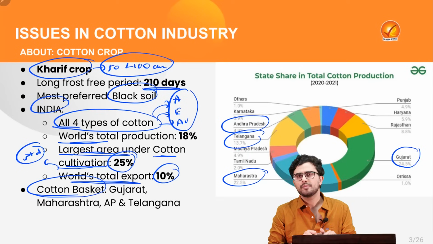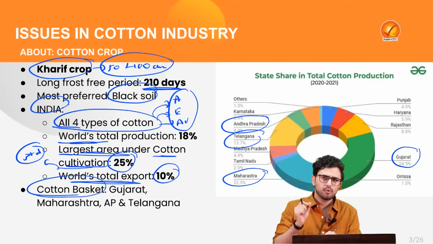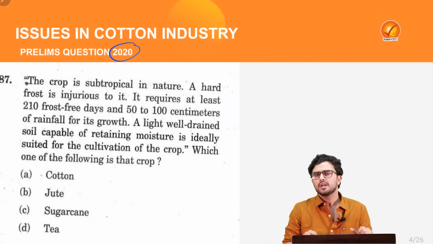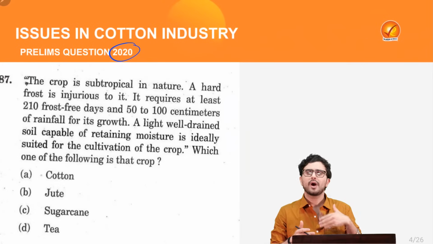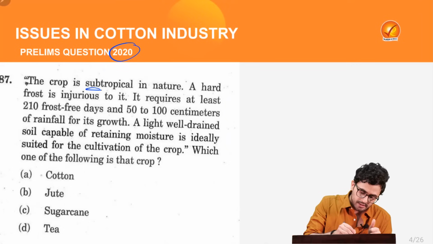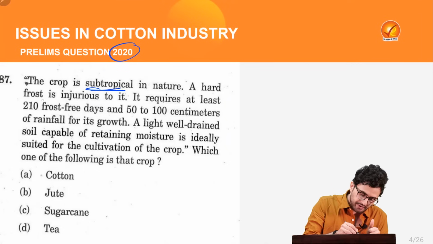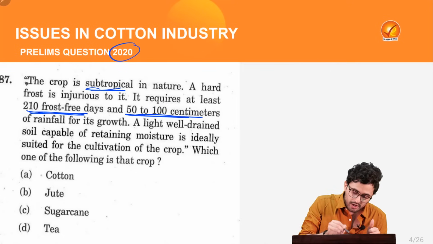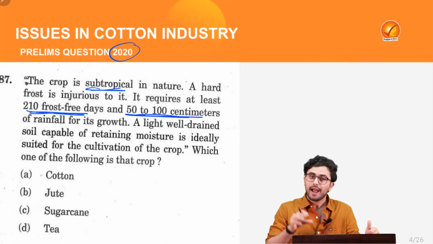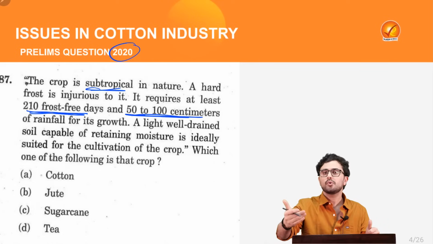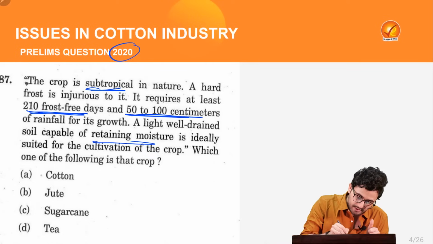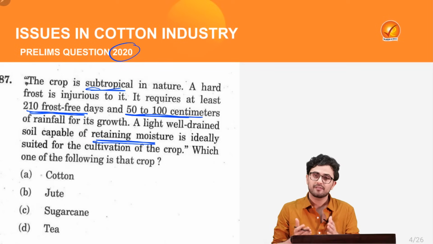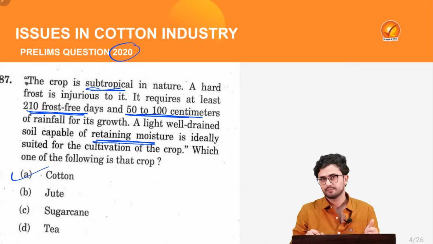With this limited information, let's try to solve a question which appeared in the prelims 2020. The question asks us to identify a crop which is subtropical in nature and requires 210 frost-free days and 50 to 100 centimeter of rainfall. At the same time, this crop grows in a soil which has capability to retain moisture. Thus, as we all have guessed, the crop is cotton.